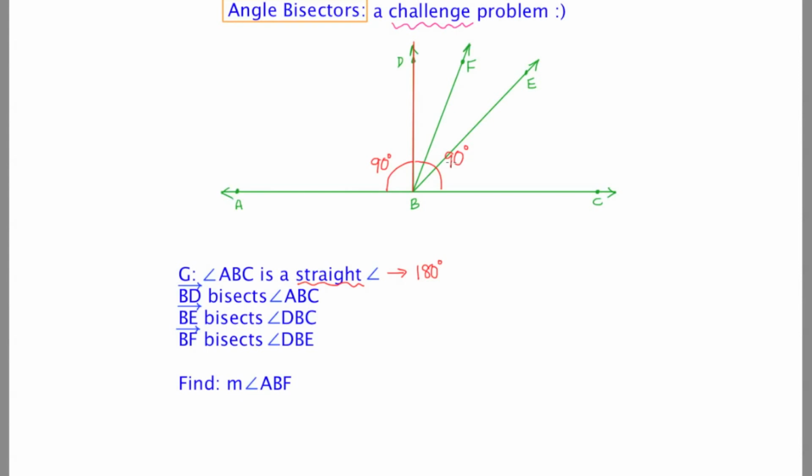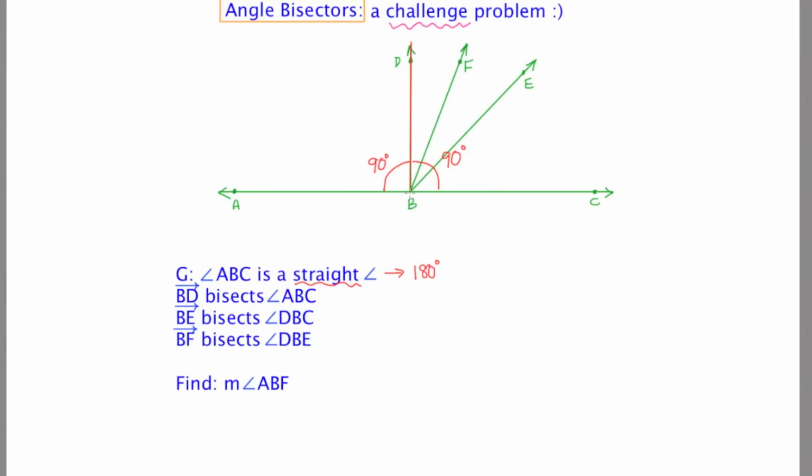Great. Now, the third given is that ray BE bisects angle DBC. So find DBC, and ray BE is the bisector of that angle. Now keep in mind that DBC is 90, so start thinking about what's going to happen if you take that 90 degree angle and you cut it in half. Well, I'm going to mark the bisector in pink this time. I'm not going to use red again because there'll be too many things going on. So I'm going to mark angle bisector BE in pink.